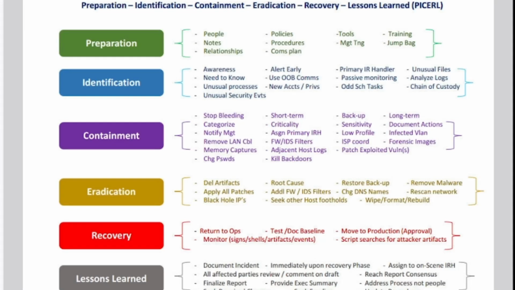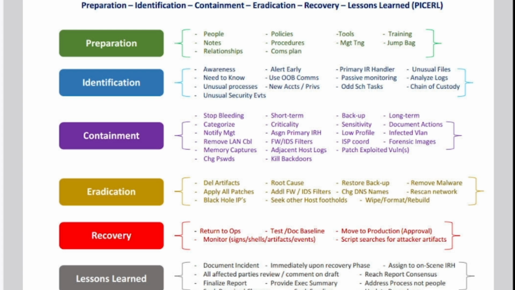Hello, welcome back. Going along on our cybersecurity journey, today we're going to talk about PICERL. And no, I'm not talking about the fish. I'm talking about the SANS incident response cycle, or PICERL: preparation, identification, containment, eradication, recovery, and lessons learned. Yes, I know it's spelled different than the fish pickerel, but I say it the same way.